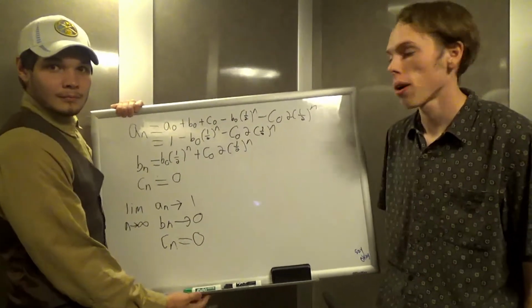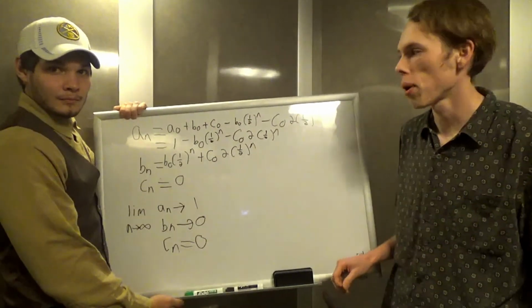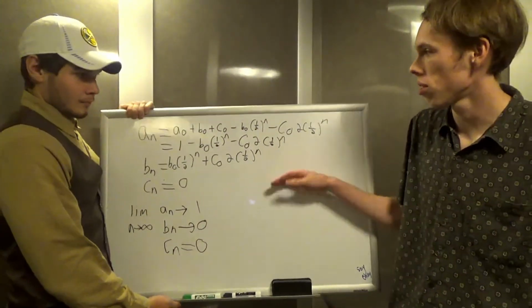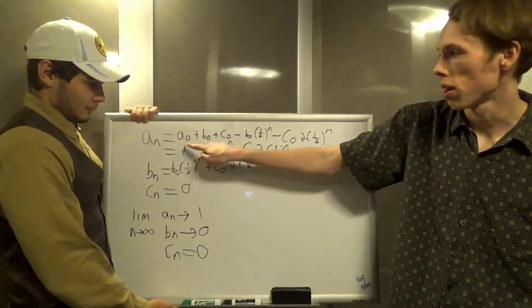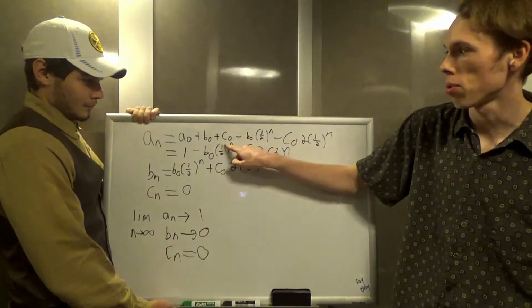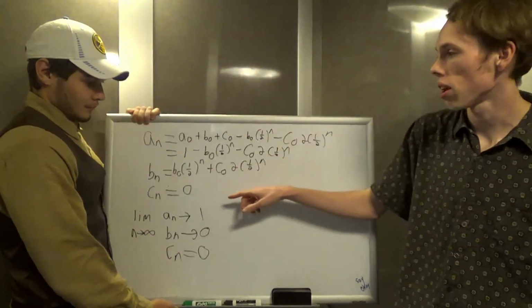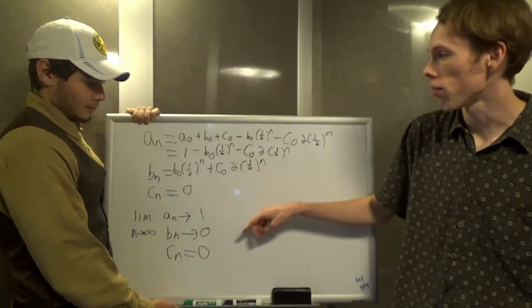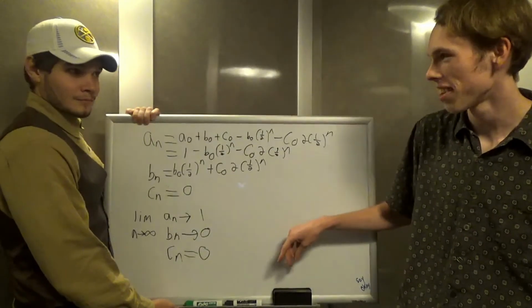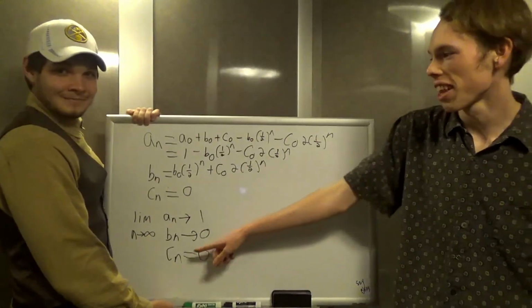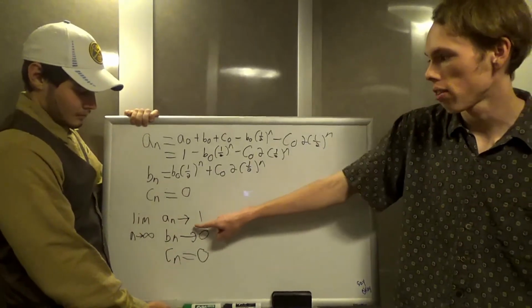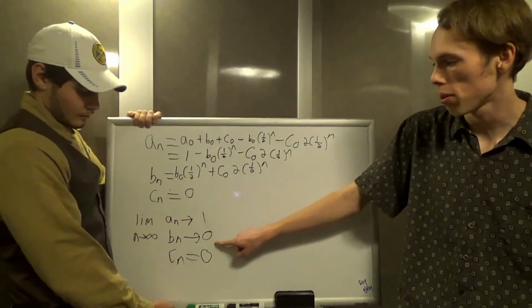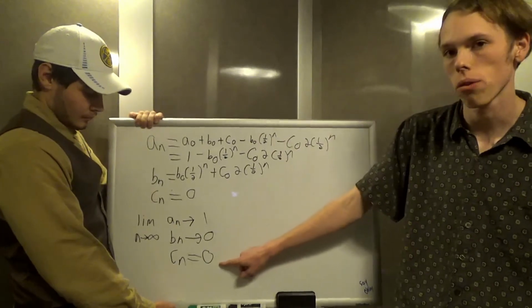Alright, from the matrices we multiplied out, we get these equations, and the equation for a sub n simplifies the expression a sub 0 plus b sub 0 plus c sub 0 to 1, since these are the initial distributions of each genotype in the population. And then we can take the limit as n approaches infinity for each of these equations, getting a sub n approaches 1, b sub n approaches 0, and c sub n equals 0.